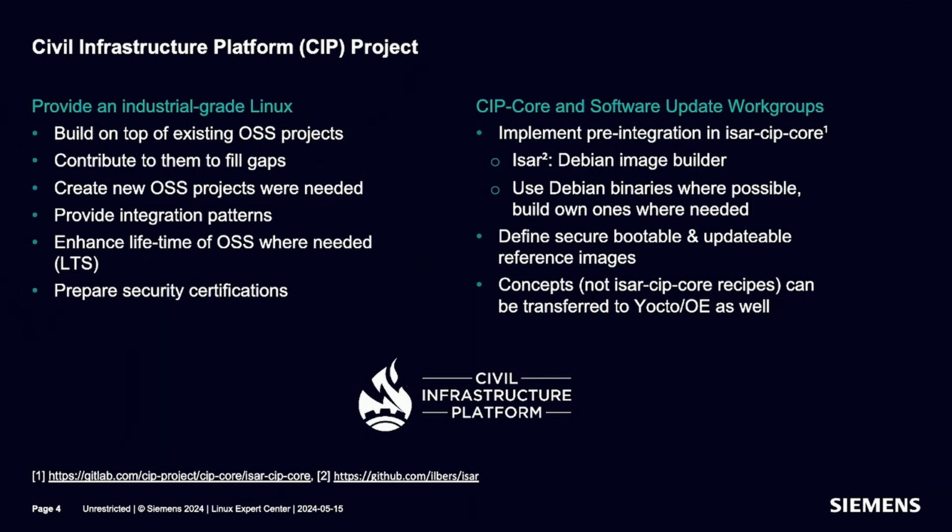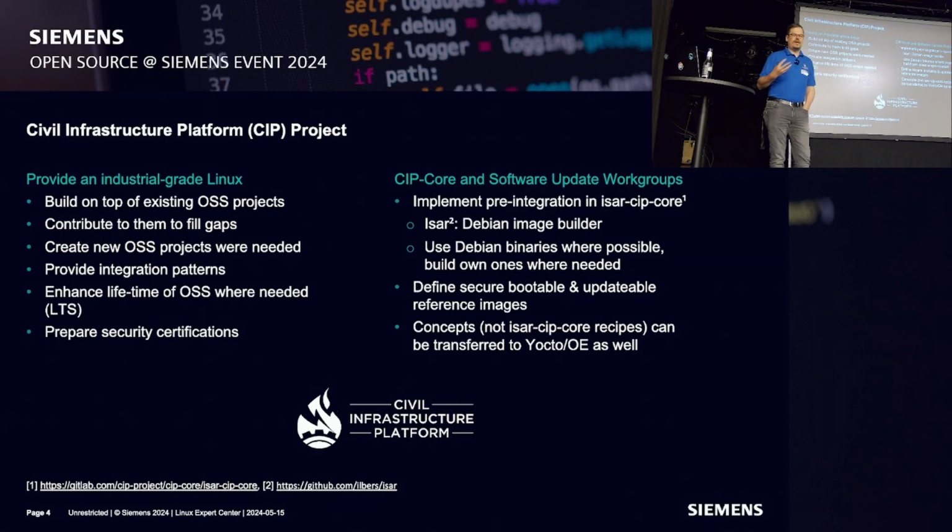So first of all, the goal of CIP is providing an industrial-grade Linux in the form of having the key elements for that ready to use. So we are not reinventing wheels. We are building on top of existing open source projects. We contribute to them if they don't fulfill the needs in our domain. Or we create some new ones if there is nothing and no one is so far providing something for us. We provide integration patterns. Even if you have all the building blocks around, it's sometimes not that easy to get them in the right form to build, for example, these update scenarios.